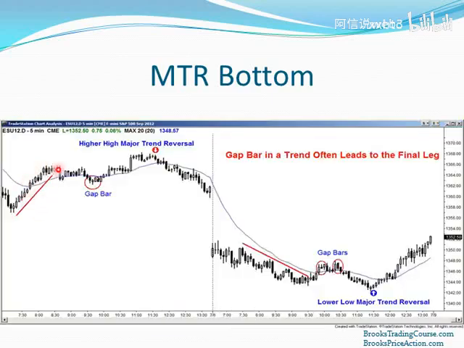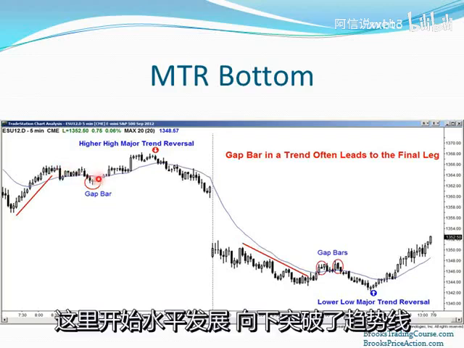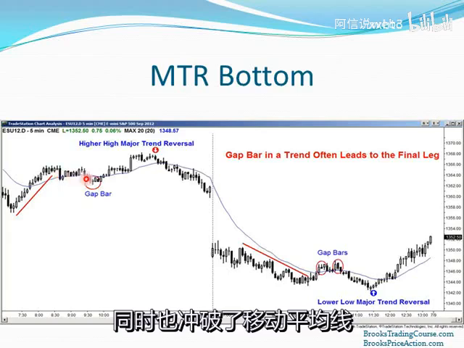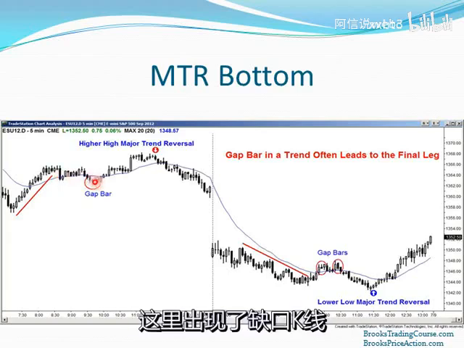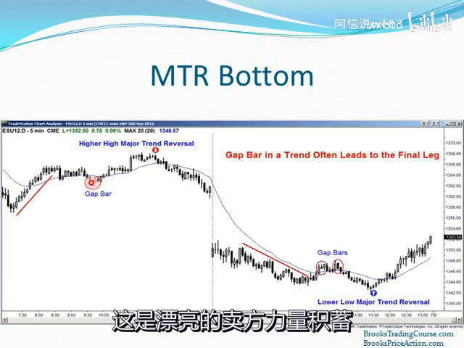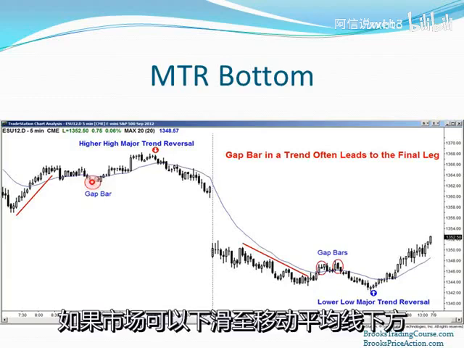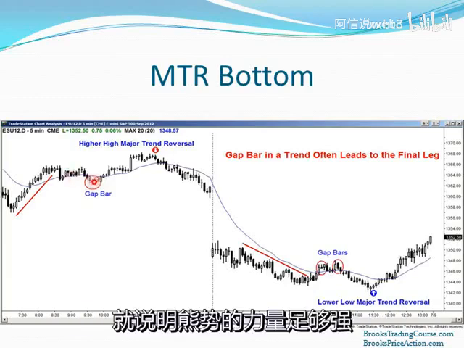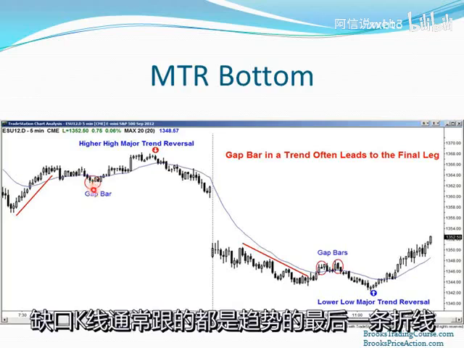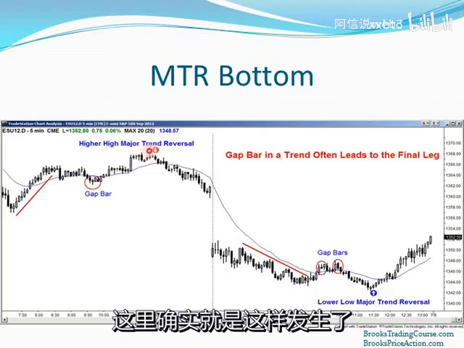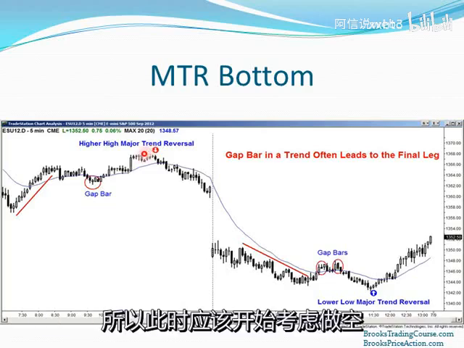Here's a bull trend. There's a sideways move that broke below the trend line, and it broke below the moving average. Here's a gap bar, so that's good selling pressure. If the market was able to put a bar completely below the moving average, that means the bears were reasonably strong. A gap bar usually leads to the final leg of the trend, which it did here. So you start looking for shorts.